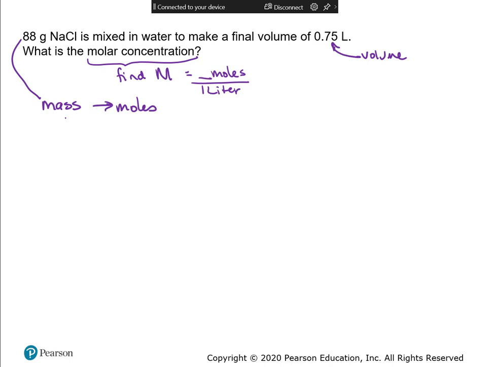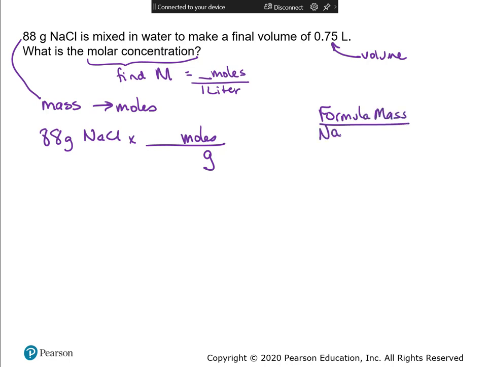So 88 grams of NaCl times in a line. What unit will go on the bottom? Grams. What do I want to find? Moles. So moles will go on top. So it's just a single step. In order to fill that out, I need to know what is the formula mass. So look at your periodic table.